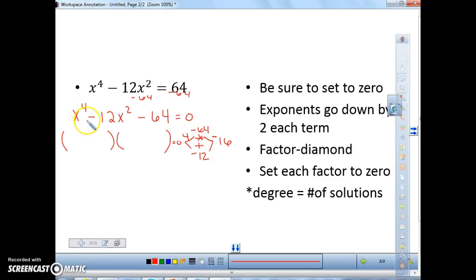Remember, we talked a little bit about the signs. This first sign tells you that the signs will be different, and this one tells you that the biggest is going to be negative. All right, so we have 4 and negative 16. x to the 4th, x squared. Take each factor and set it to 0.